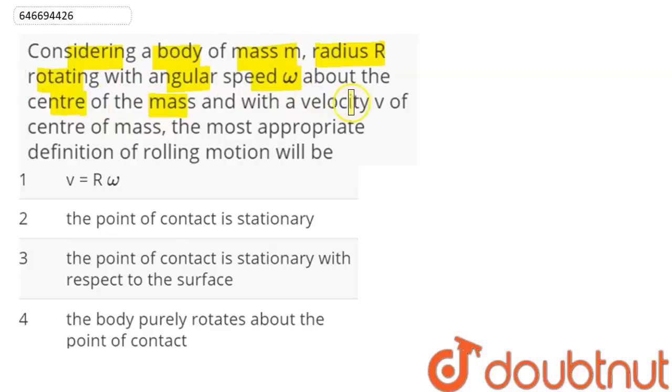Question is, considering a body of mass m, radius r, rotating with angular speed omega about center of mass with velocity v of center of mass, the most appropriate definition of rolling motion will be.